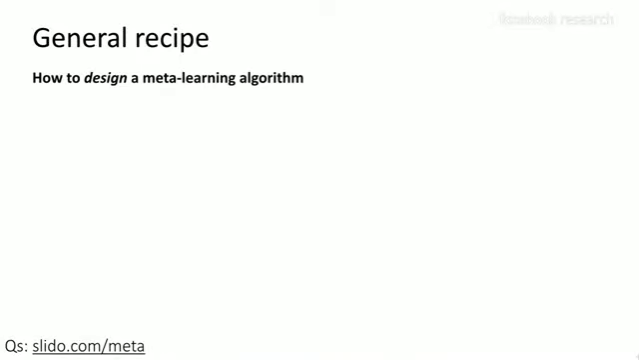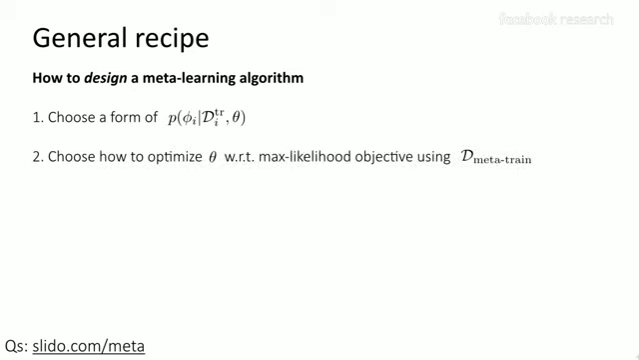Okay, so now that we know how to evaluate a meta-learning algorithm, let's actually dig into how we design these meta-learning algorithms. So the general recipe and the general principle behind these algorithms is that we need to choose some form of inferring the parameters of a model phi, given our training data set and our meta-parameters theta. And then once we choose the form of this, we can then optimize the meta-parameters theta with respect to a maximum likelihood objective using our meta-training data. Many of the different algorithms that we're going to be looking at today really only differ in step 1, choosing how we want to represent this inference problem, essentially.